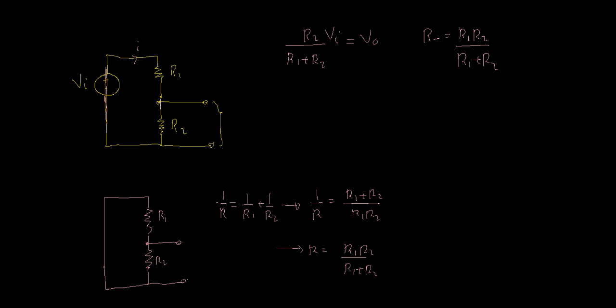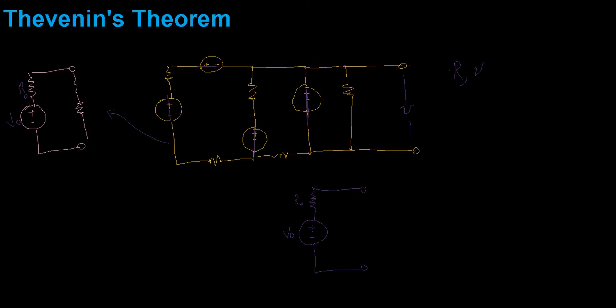Okay, so now we have the resistance and the voltage, and so we can reconstruct this circuit as a simple voltage source in series with a resistance, and we take the output here. Now this resistance again is R1 R2 divided by R1 plus R2, and this voltage is VI times R2 divided by R1 plus R2. And this is therefore the Thevenin equivalent for the voltage divider circuit.